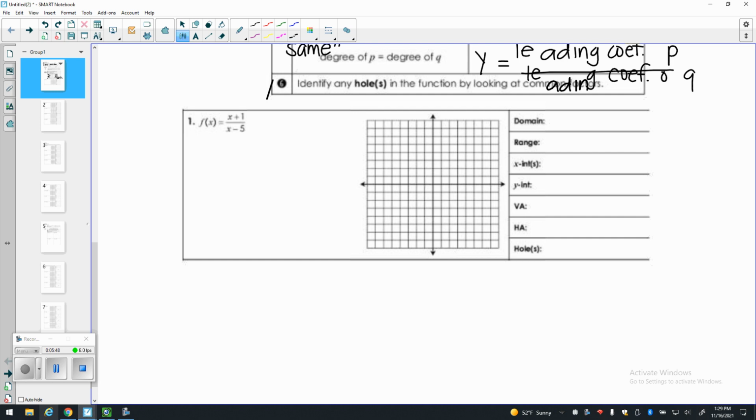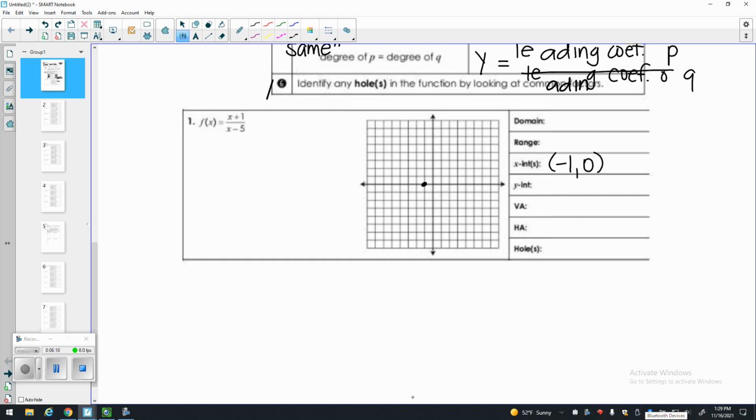So my numerator in this case is x plus 1, correct? If I set that equal to 0, how do I get x by itself? Subtract 1. So your x-intercept is at -1, 0. Agree? And I would immediately graph that. So -1, 0.